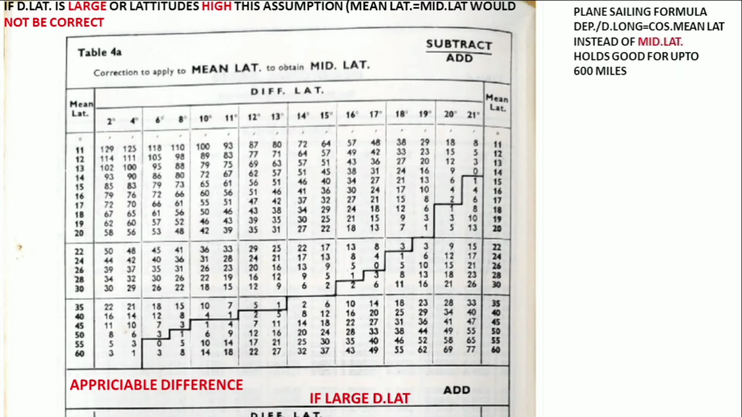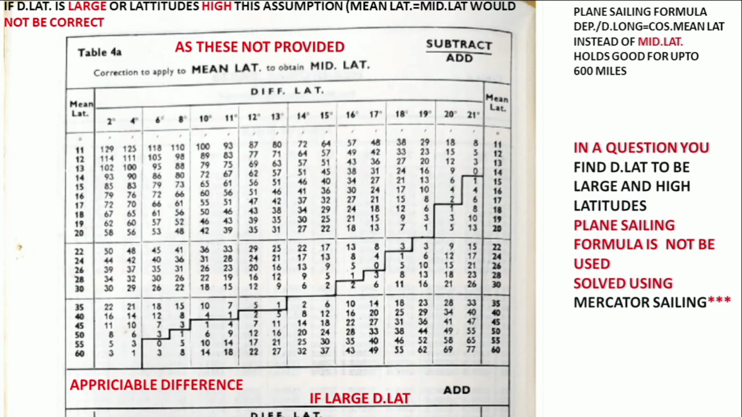Now that we don't have this correction, we can continue to be using this formula up to a distance of 600 miles. It is acceptable. So in case you have a question in which you find your D-lat to be very high or you are in very high latitude, continuing to solve with this would not be correct, and it would be suggested to solve it with Mercator sailing, which we'll be discussing later.